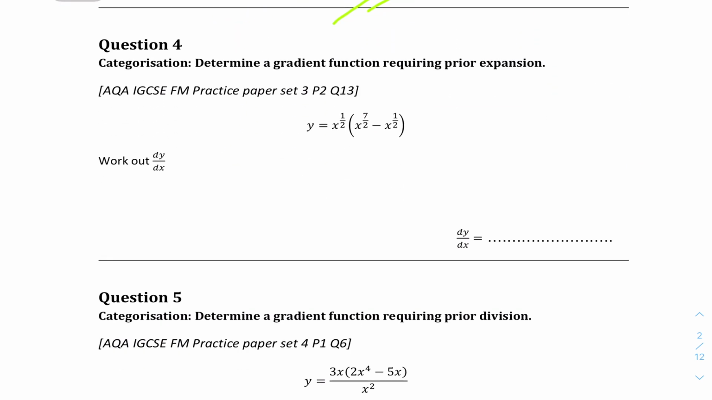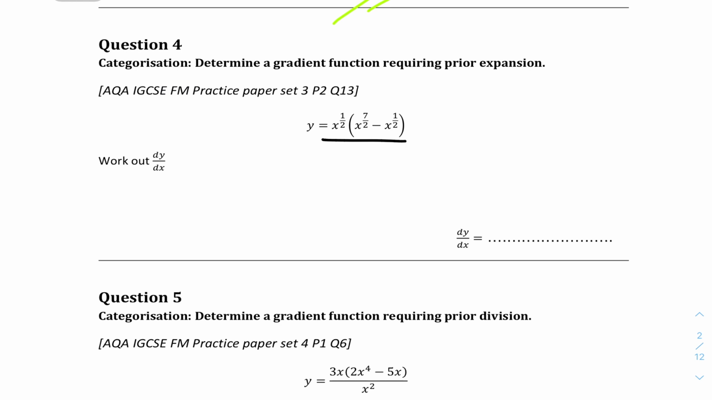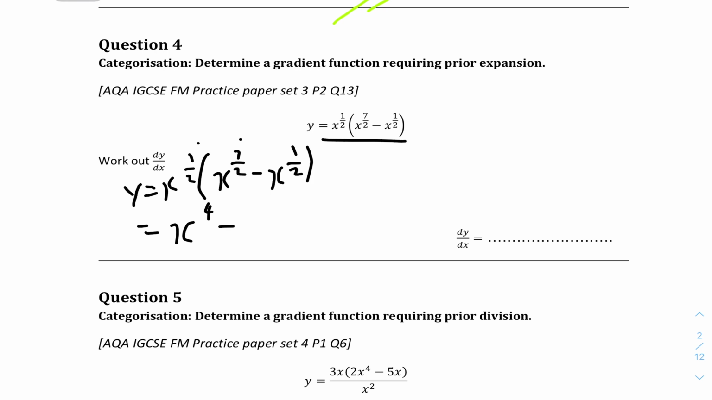And question 4. Work out dy over dx given this equation right here. So what I would do is first expand the equation. So this is just y equals x to the power 1 over 2 times x to the power 7 over 2 minus x to the power 1 over 2. So to times the first term, you get 1 over 2 plus 7 over 2 because that's one of the indices rules, which is equal to 8 over 2 or 4, minus 1 over 2 plus 1 over 2 will be 1, so it's just x, right?